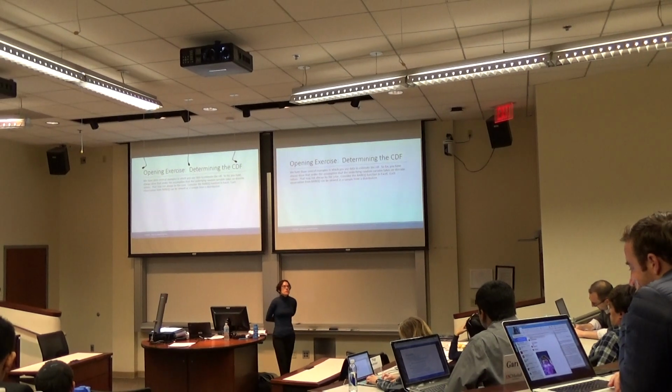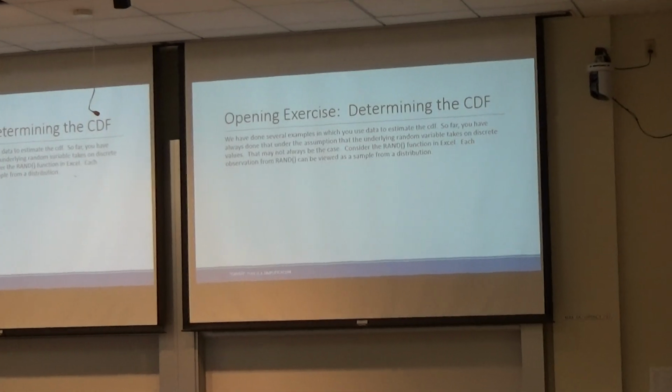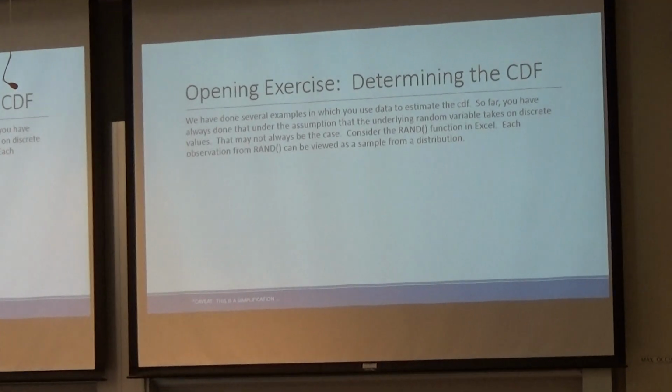So I think the best way for you to experience a continuous random variable is for you to make it yourself. That's going to be my first small exercise here. We've done several examples in class where you're using data to estimate a CDF. So far we've always done this with the assumption that the underlying random variable is going to take on some subset of discrete values. But it may not always be the case. Let's think about the rand function in Excel. Supposedly that function is going to return something between 0 and 1.